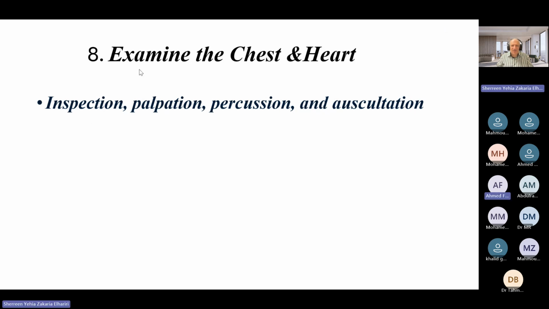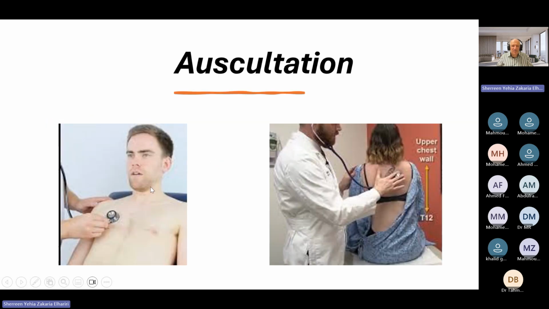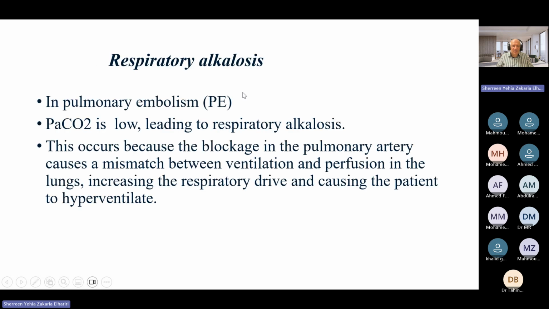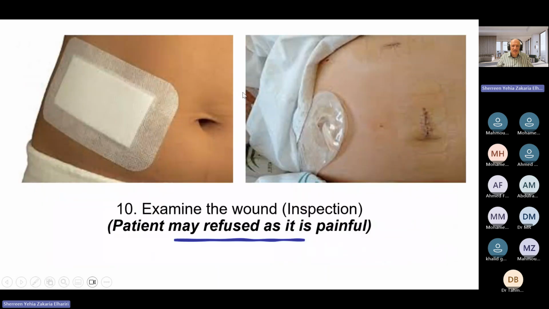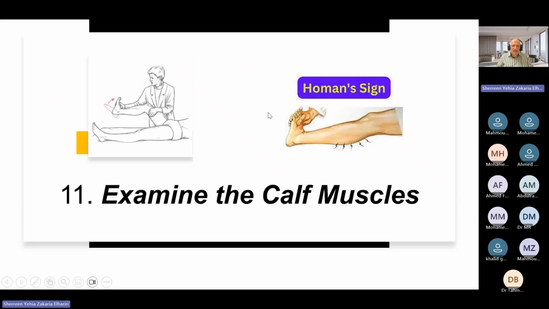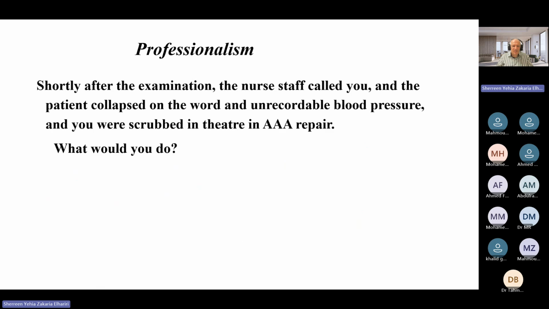So after that, we go to inspection, palpation, percussion, auscultation. As you mentioned here, in a quick way, make auscultation from front and back, look into arterial blood gases, look into the ECG, whatever, look into the wound. Don't examine the abdomen, of course, or if you try to examine it, he doesn't allow you to. And examine the calf muscles. If you forget it, the examiner tells you to examine the calf muscles.